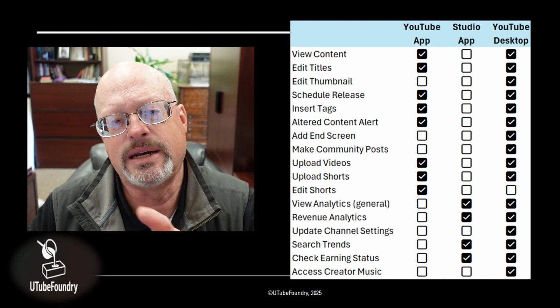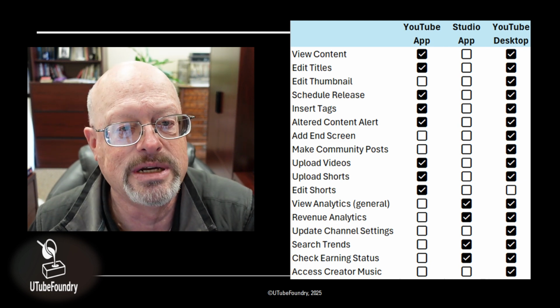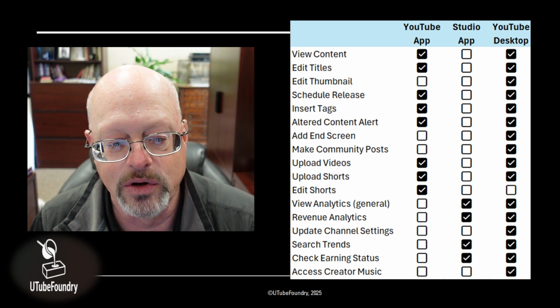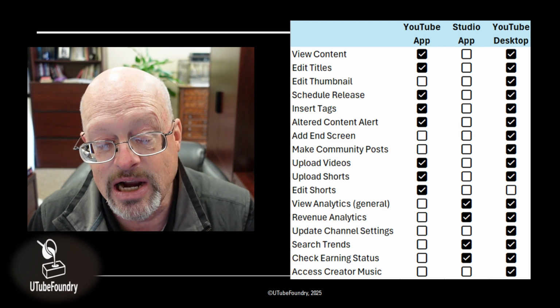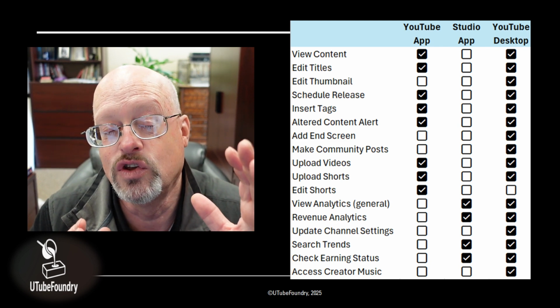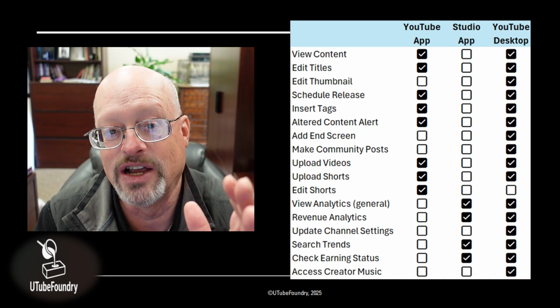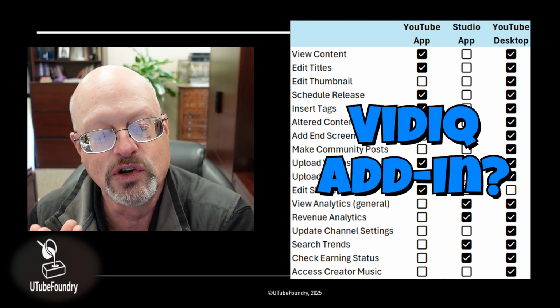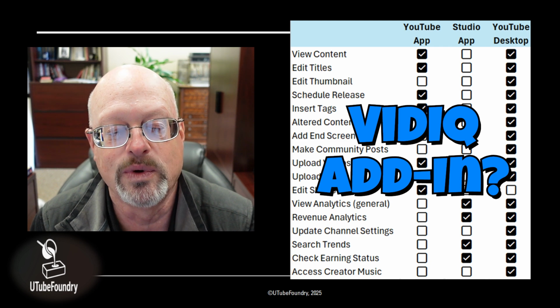But again, on the desktop, you can go into a whole lot more detail than you can on the app that's on your phone. Generally speaking, if you combine the YouTube app and the Studio app on your mobile device, you're going to get most of the same functionality that you would get with the desktop. There's just going to be some things you can't get to.